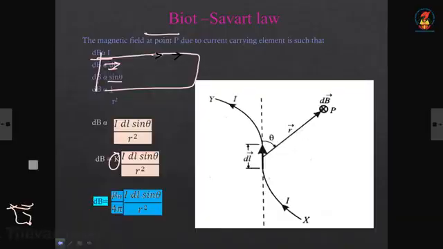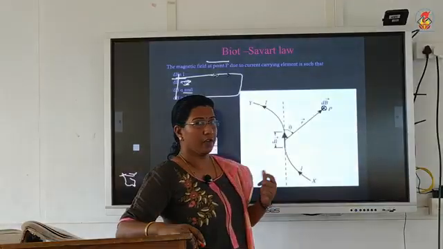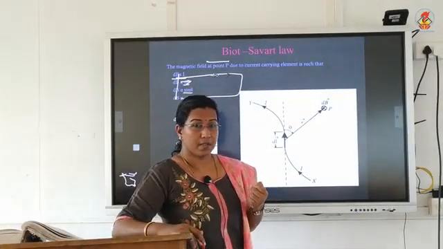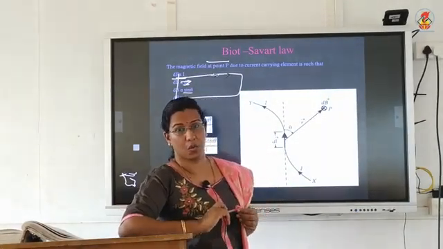So what is the direction? We got the magnitude using Biot-Savart's law. Next we are going to find out what is the direction of the field at point P. So how will you find the direction? We use the right hand screw rule.